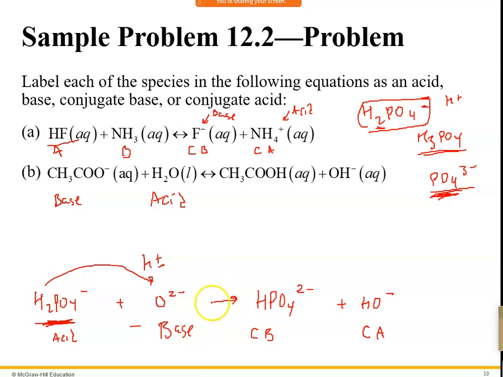Okay? So does that make sense? And then up here, just to kind of finish this, this is going to be the conjugate acid, and this is going to be our conjugate base. Okay?